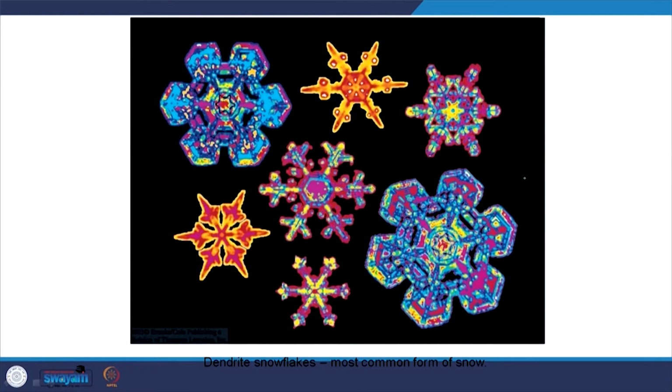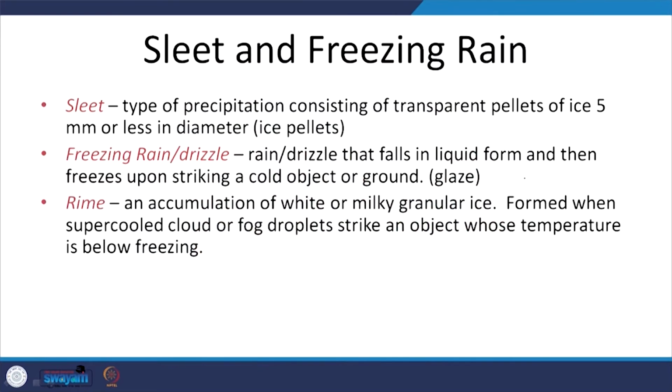So, these are the most common forms of snow. This forms out of agglomeration, right. And the other forms of precipitation are sleet and freezing rain. Sleet is a type of precipitation consisting of transparent pellets of ice 5 millimeter or less in diameter, right. You call something else when the size is more than that, but below that particular size, the ice crystals, typically of the order of 5 millimeter or less in diameter, are called sleet.